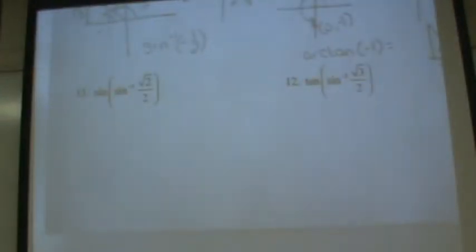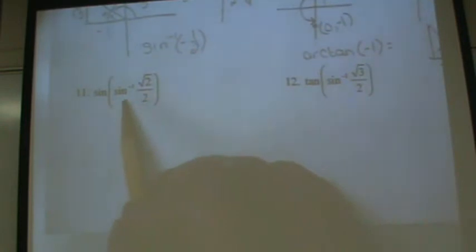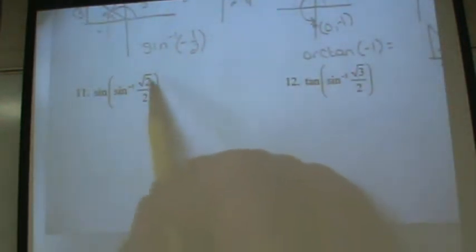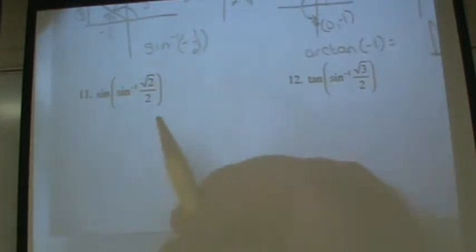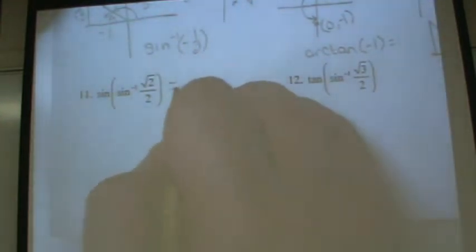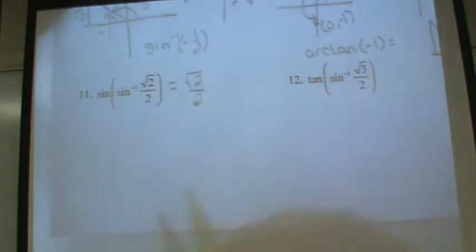Number 11. We're now taking the inverse sine first. So we're going to get an angle, and then we're going to put that angle into the sine function. For this one, Kara just said we can use the property. If you don't remember that you can use the property, you can also still draw it out. If we use the property, what do we get? We get root 2 over 2 back.